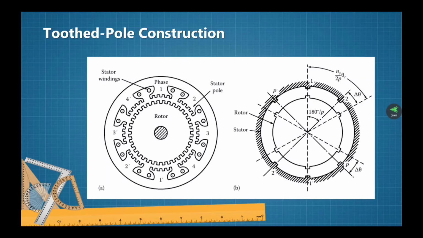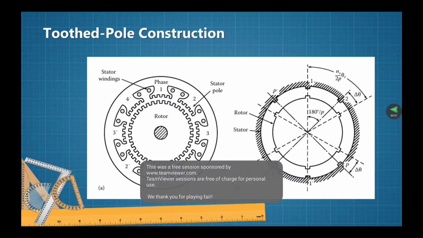This is part 3 of stepper motor. Now we will talk about tooth pole construction. The tooth construction of the stator and rotor of a stepper motor has many advantages.